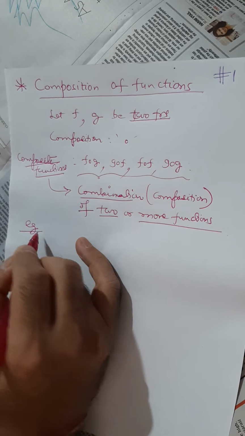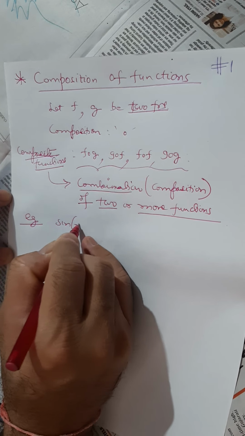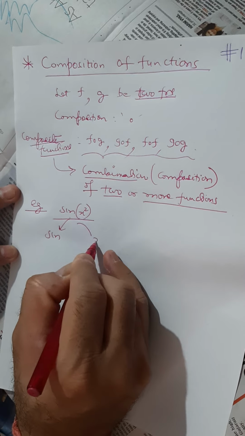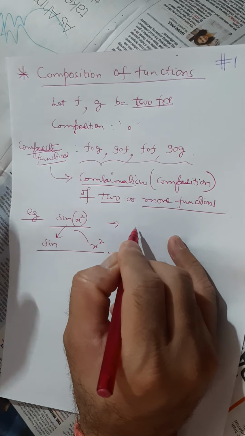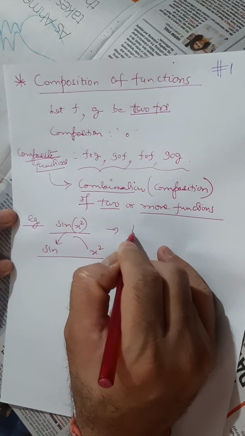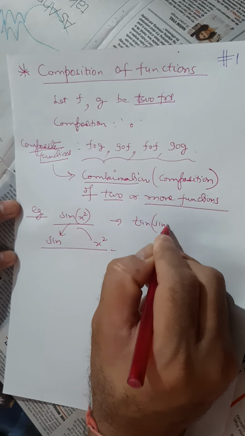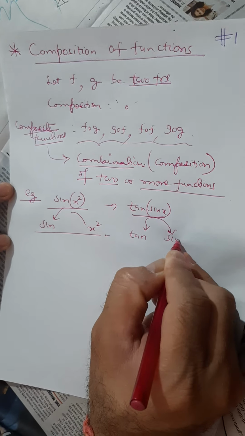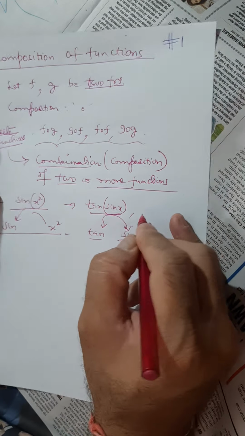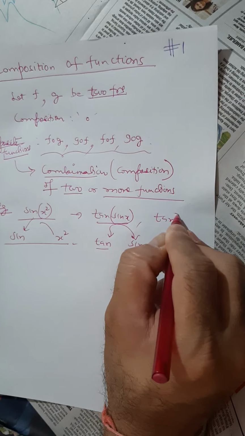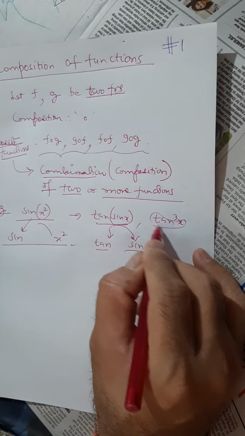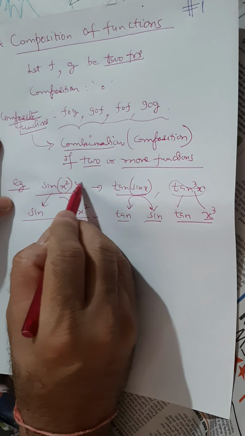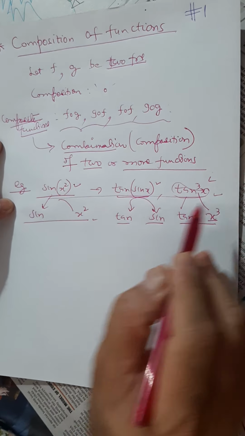Like this, for example, if I write sine of x square, this is a combination of two functions. One is sine function, the other one is x square. You may have, for example, tan of sine x. This is also composition of two functions. One is tan, the other one is sine. You may have tan cube x. This is a combination of two. One is tan and the other one is x cube. So these are all called composite functions.